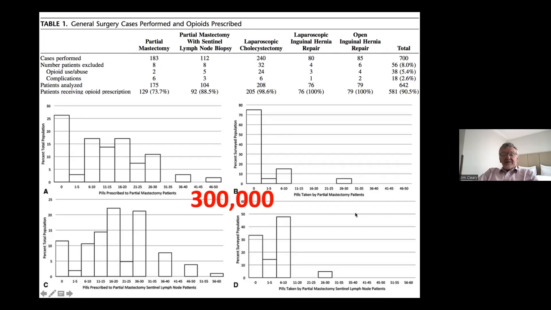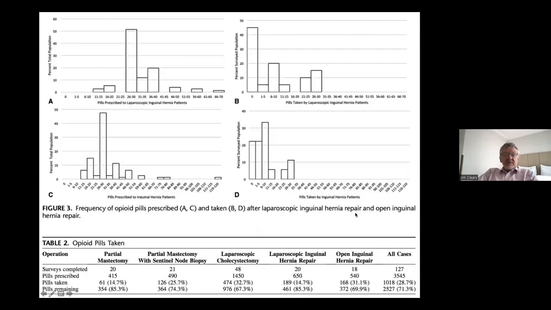I will repeat this study here. This is the inguinal repair. And you can see that the laparoscopic patients got lots of pain medicines. How much did they use? Not that much. If you had an open inguinal repair, we can see almost 50% got close to 30 tablets. And again, almost no one consumed those 30 tablets. But why are we giving all these tablets going forward? And that's a significant issue.